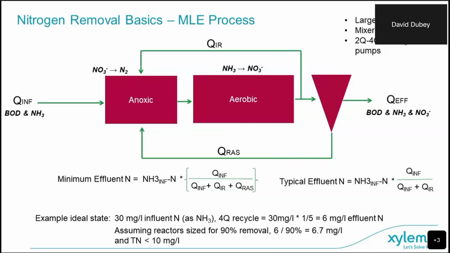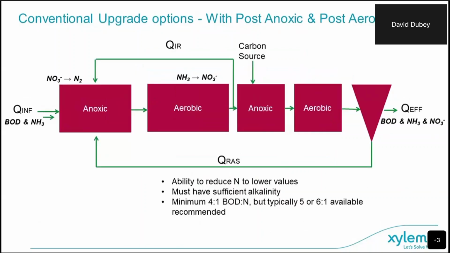Let's go to the next. So conventional options with post-anoxic and post-aerobic are to further reduce the nitrogen in the effluent. If we have a total nitrogen limit of less than 5 milligrams per liter, for example, we can't get that with just an MLE process. So we'll have to use something like a post-anoxic and a post-aerobic to break down the nitrates further, and then re-aerate.